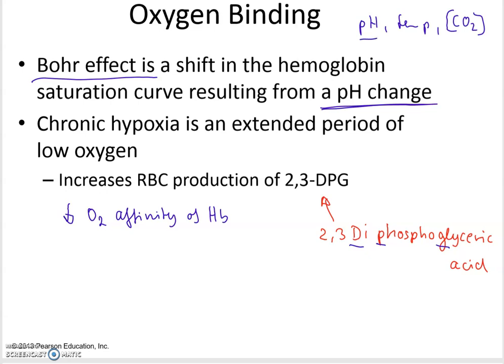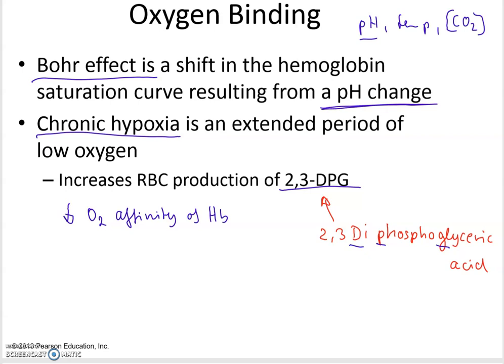And then also, if you are in chronic hypoxia, so hypo means below, you don't have enough oxygen for an extended period of time, then you will increase the production of a chemical known as 2,3-DPG. And I wrote it out here for you guys. It's 2,3-diphosphoglyceric acid. And this chemical, 2,3-DPG, decreases the affinity of oxygen to hemoglobin.